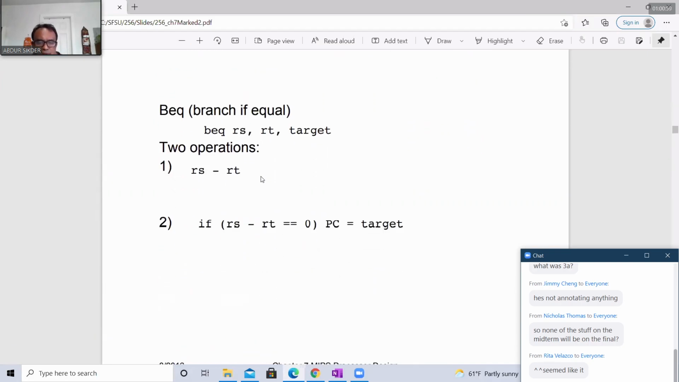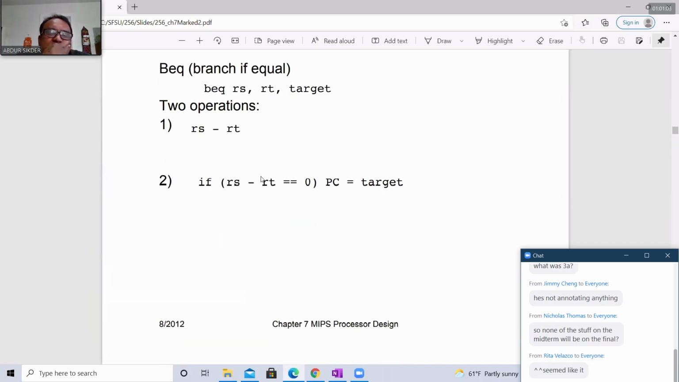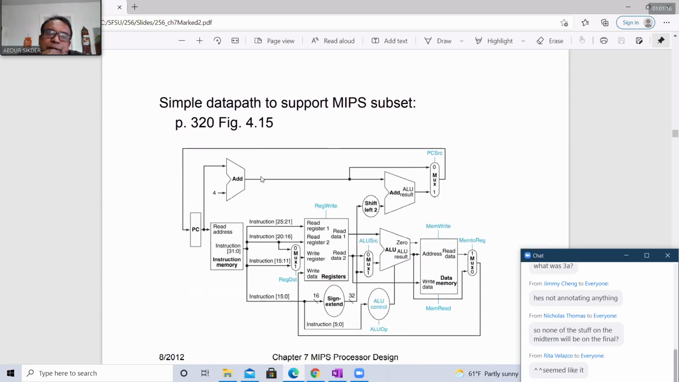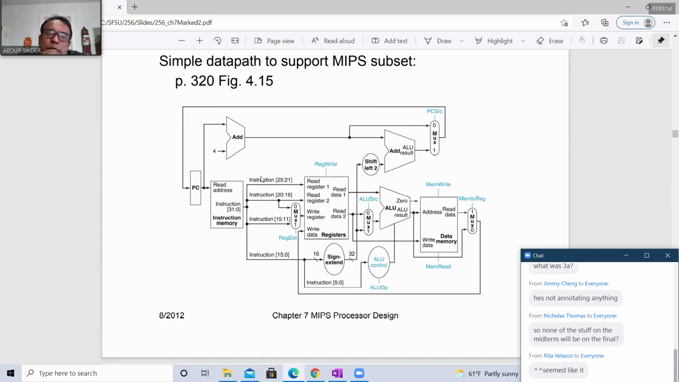And then branch, that's J format. So you have branch equal with RS and RT and the target, RS minus RT. If RS minus RT equals 0, program counter equals target. This is how you draw the simple data path to support the MIPS subset.